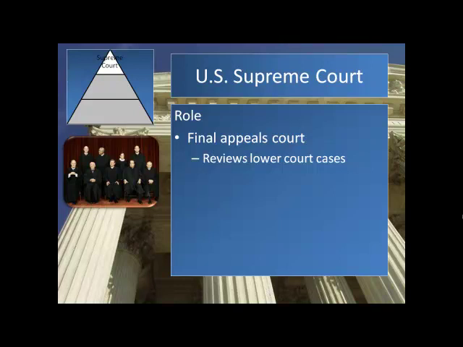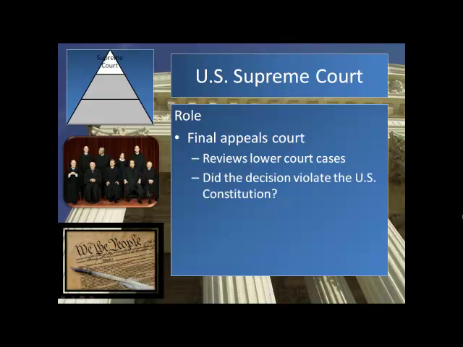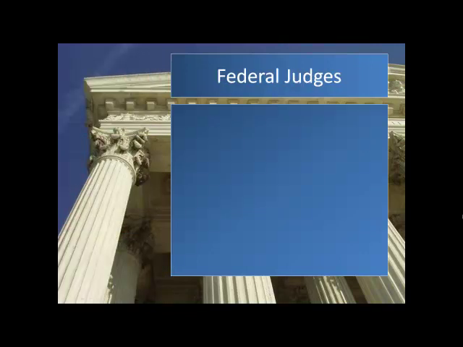The Supreme Court has appellate jurisdiction over both the appeals courts and the district courts. Most of their decisions are going to deal with constitutionality, this idea of judicial review. What they're going to look at is, did the decision violate the U.S. Constitution? Is there some amendment, some right that was violated along with this? That's a case, for example, Roe versus Wade. What they looked at was abortion, but what they were really deciding is the right to privacy.